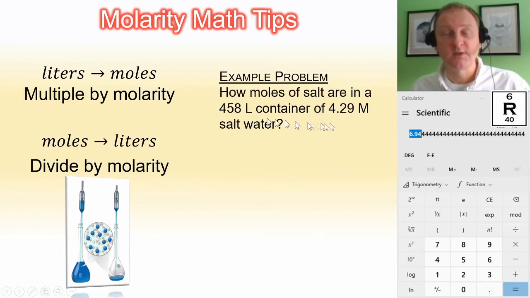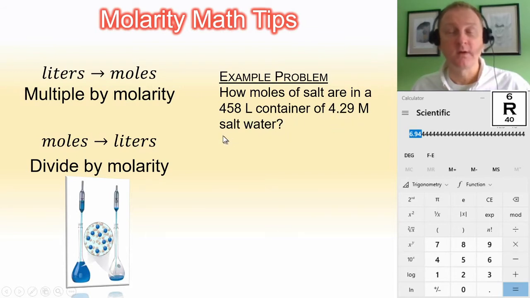In this question, we've got some extra information. We have 2 numbers, and we have to figure out what's what and what we have to do. The converting number is the molarity. How many moles of salt are in a 4.5 liter container of 4.29 molar salt water? So 4.29 molarity is that salt water. We're going to convert these liters into moles. We want to know how many moles of salt are in there, so we would multiply by the molarity.